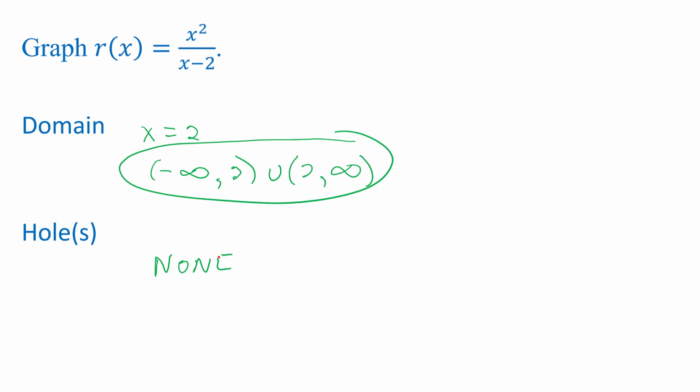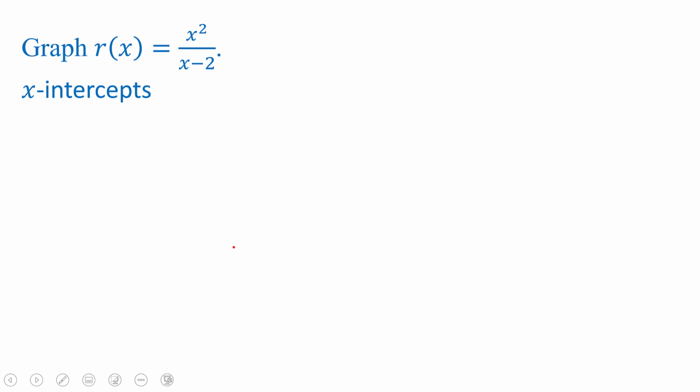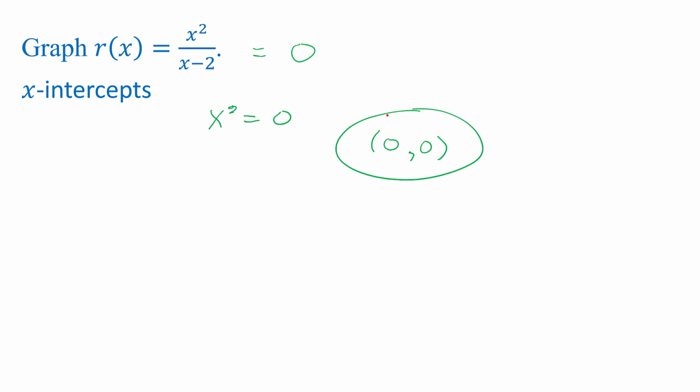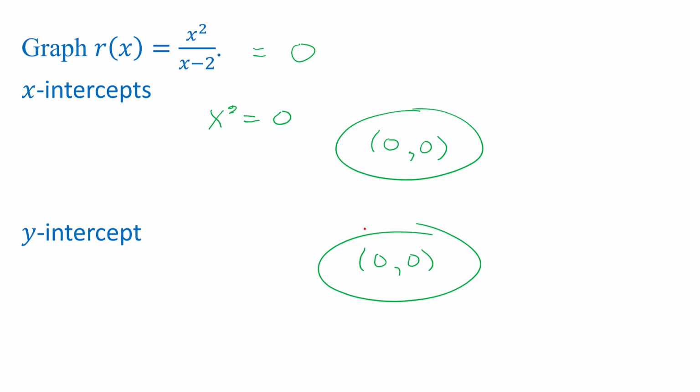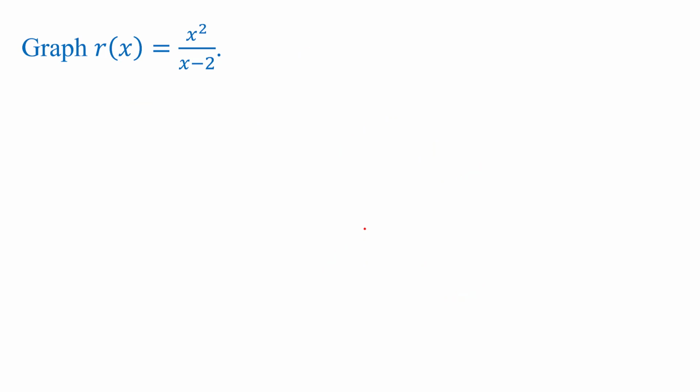X-intercepts. For x-intercepts, we set y equal to 0, and we can see setting r of x equal to 0 here would result in x squared being equal to 0, or x being equal to 0. That would give us an x-intercept of (0, 0). Well, when we look for our y-intercept, already knowing that (0, 0) is our x-intercept, it would have to be the y-intercept as well, since our graph could only cross that y-axis at one point.